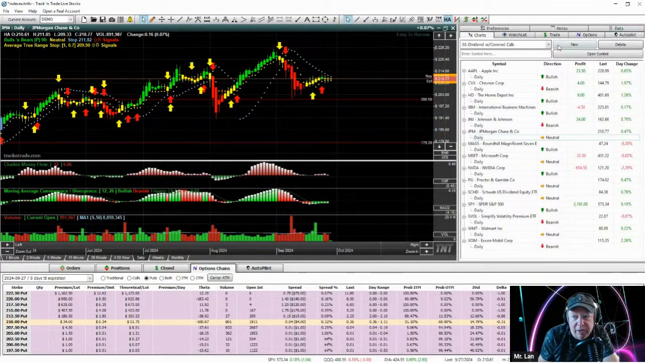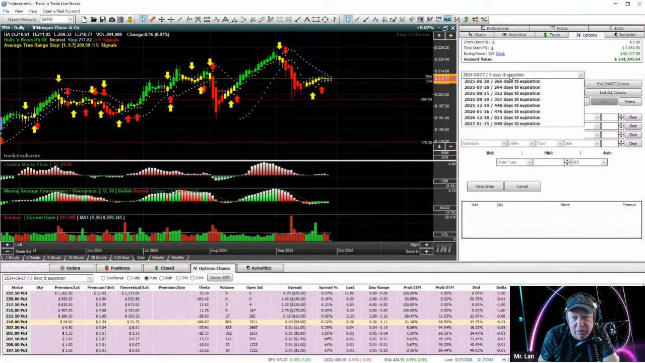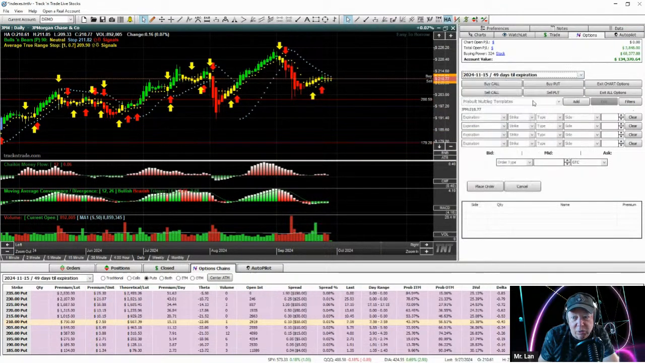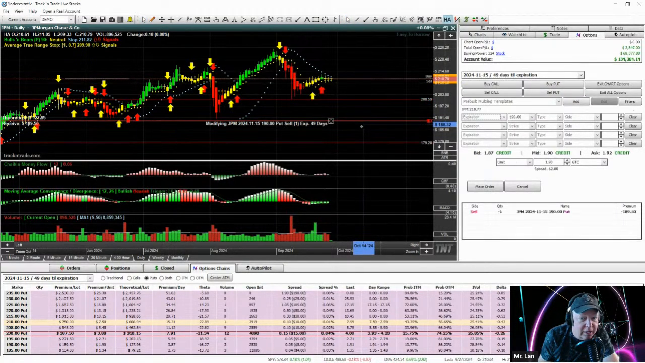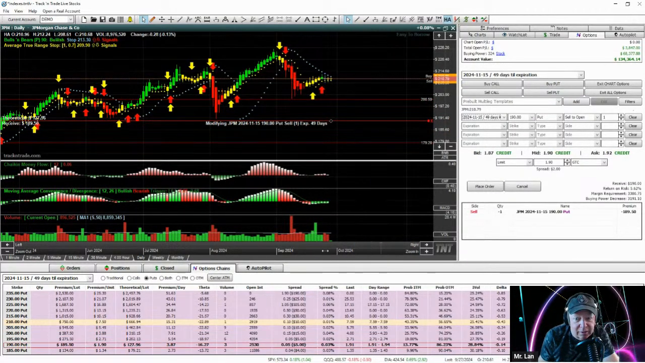And so now we're going to buy an option right here. Let's go out 50 days, 49 days, and we're going to sell a put. We're going to drag that in there right underneath, just like that. We're going to make $189 if we sell that.